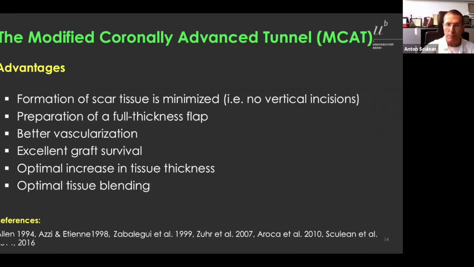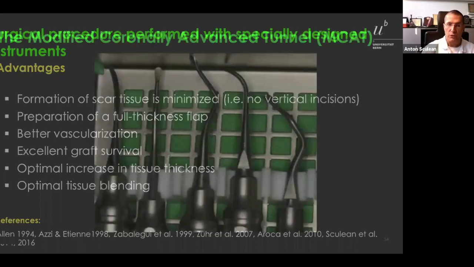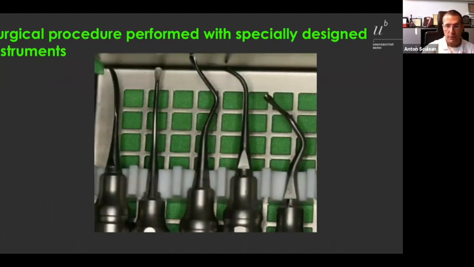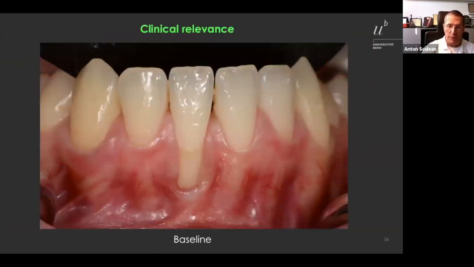But with our technique, we always start with a full thickness preparation because the tissue is very, very often thin. And what I need to have is a stability of the soft tissue and a certain thickness. I would like to enhance vascularization. With this technique, we have a very good survival potential for the graft and a very nice increase in tissue thickness and in the tissue color and blending. Of course, we need specially designed instruments for that, so-called modified tunnel instruments. And let me show you some cases because I think this is what matters nowadays.